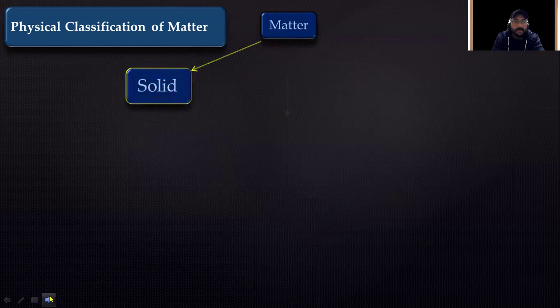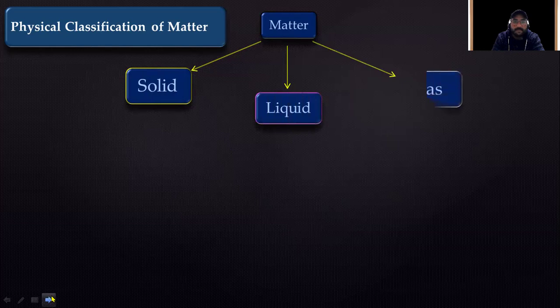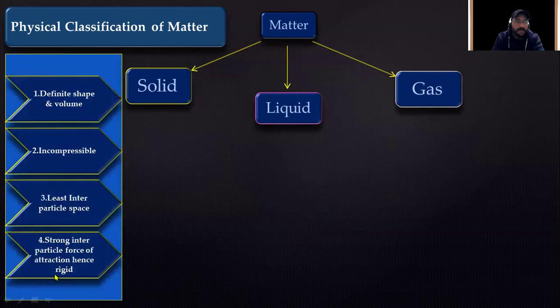Here we go. Matter can be classified into solids, liquids, and gases. Let's understand the characteristic properties of the solid state. Solid state has a definite shape and volume. Since it is rigid, hard, and dense, it has a definite shape and a definite boundary.